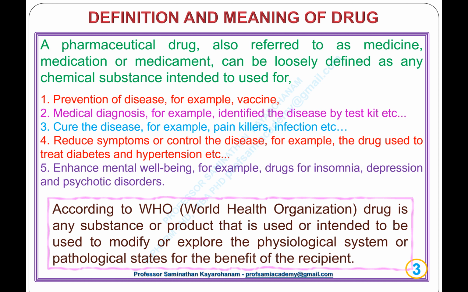intended to be used for: 1. Prevention of disease, for example, vaccine. 2. Medical diagnosis, for example, identifying the disease by test kit, etc. 3. Cure of disease, for example, painkillers, infection, etc. 4. Reduce symptoms or control the disease, for example, drugs used to treat diabetes and hypertension, etc. 5. Enhance mental well-being, for example, drugs for insomnia, depression and psychotic disorders.